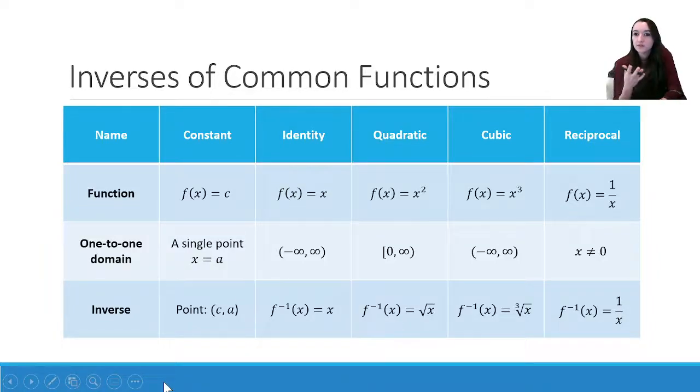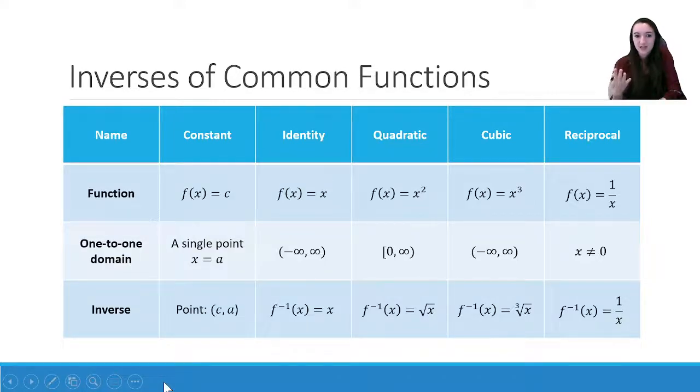Here are some of the inverses of common functions and how we would have to restrict their domains in order to make sure those inverses are functions in and of themselves. So for example, the constant function really doesn't have an inverse.